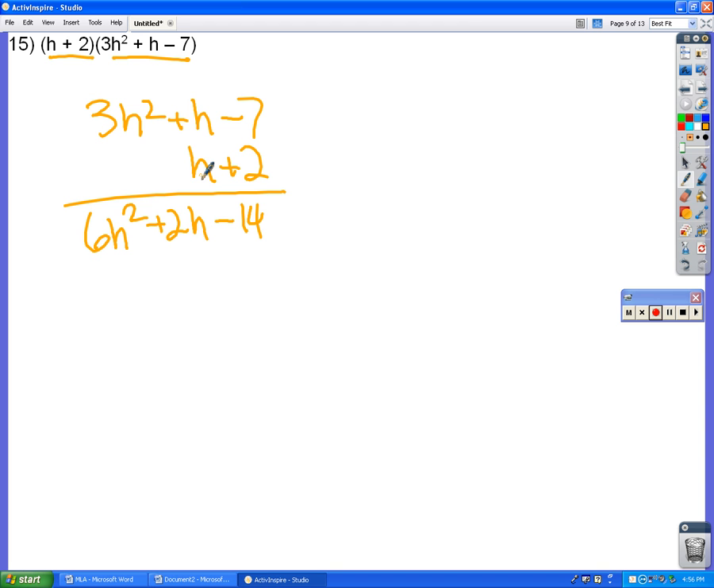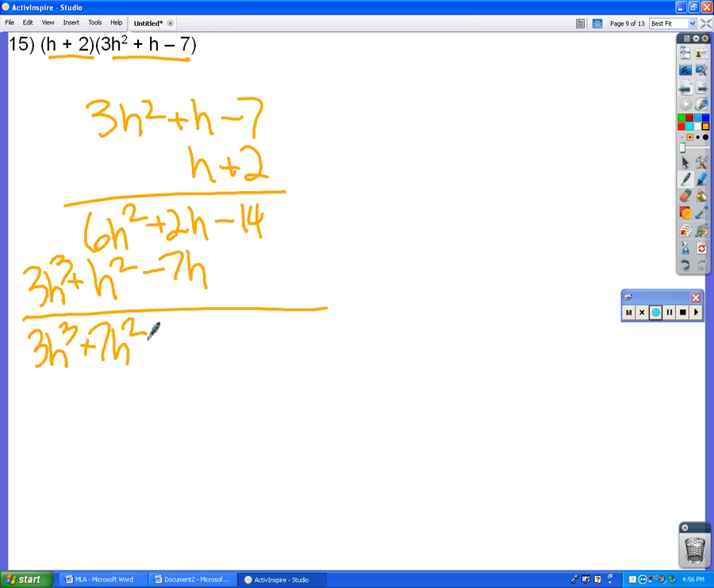Now I'll scoot over to the h and do the same thing. H times negative 7 is negative 7h. H times h is h squared. And h times 3h squared is 3h cubed. Now if I add those together, and I'll just go from the left here, 3h cubed plus 7h squared minus 5h minus 14 is my final answer.